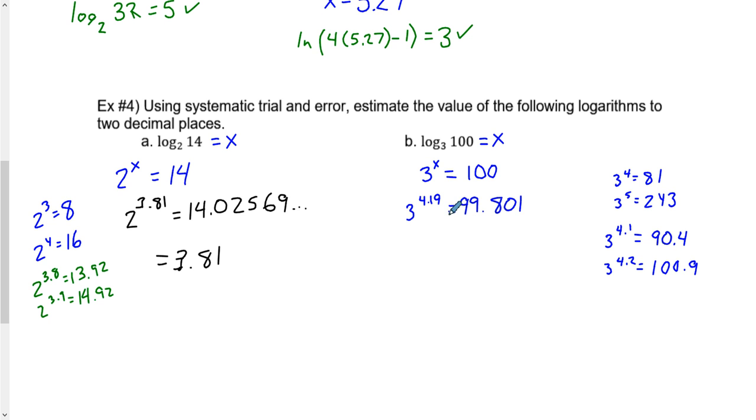Just for reference, to 9 decimal places, it will be 4.191806549. But for 2 decimal places, 4.19, perfect.